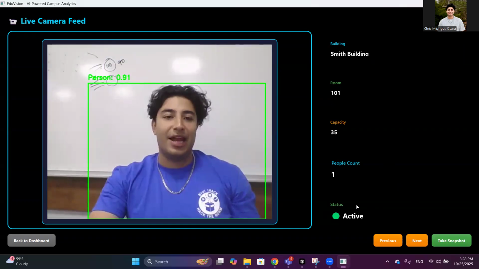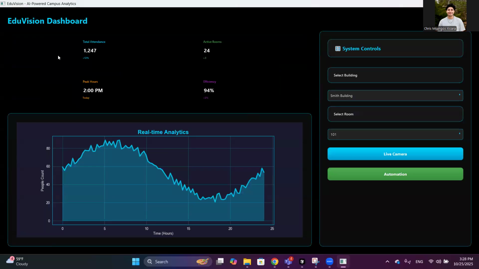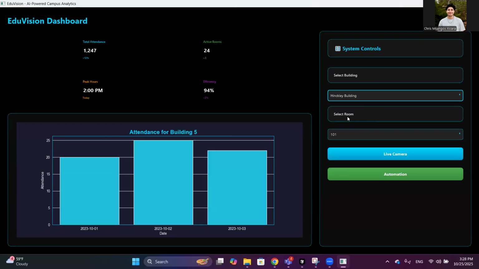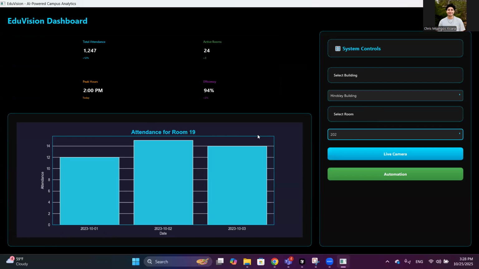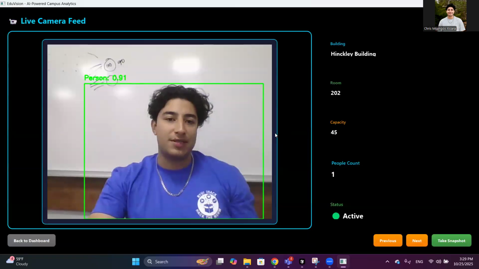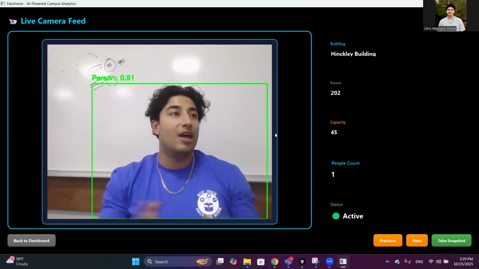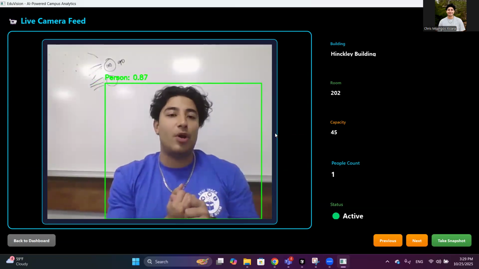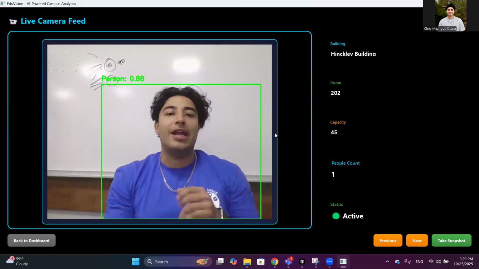gather data, and in that way we'll be able to help faculty and everyone to determine what type of data. This is an example of the Hinckley building and room 202, and we see that we have 3 days here where we are able to see that in that day there were 12 students and other students in the following days. Of course, this is mock data, but the whole purpose of this program is for us to help faculty solve all of those problems of class optimization and attendance.